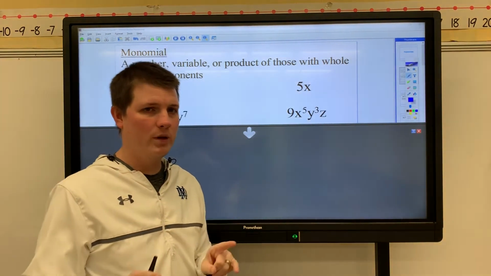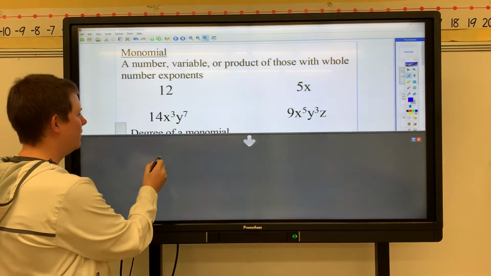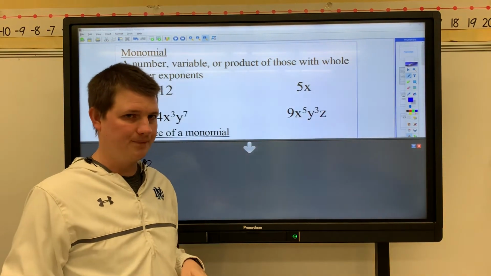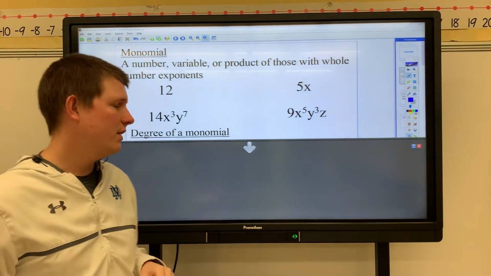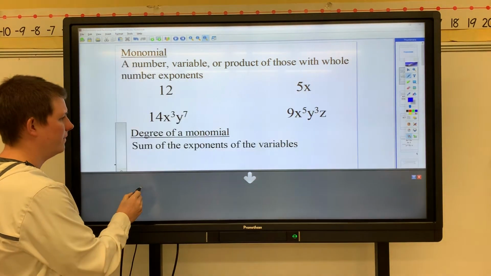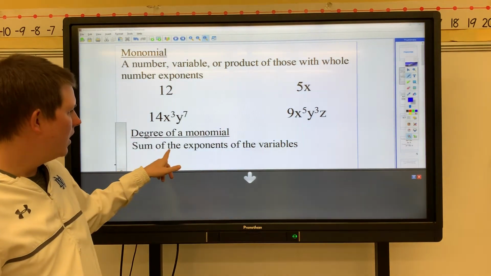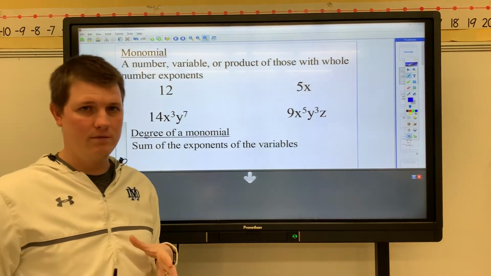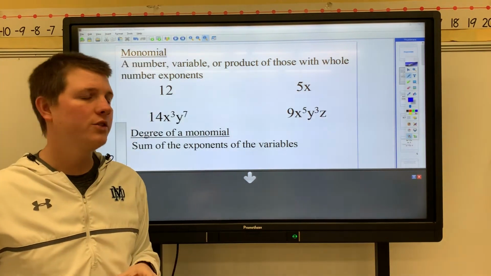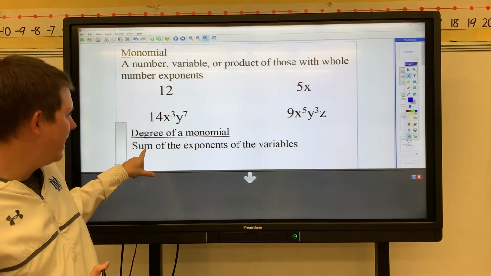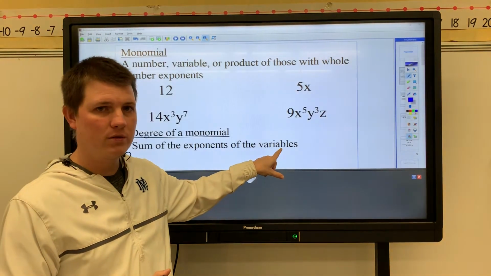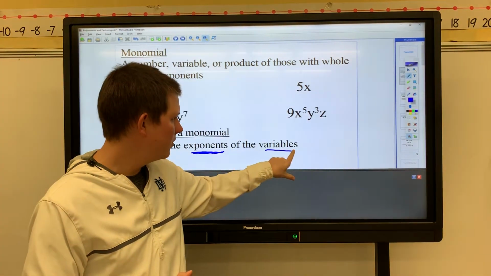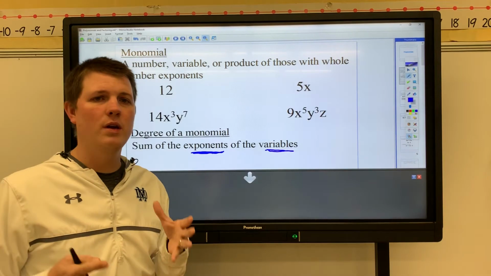The key with monomials is this next part. Every time you have to be able to figure out the degree. What is the degree of the monomial? And this is very, very important. How do we find this out? It's pretty easy. All you're going to do to find the degree is you take the sum of the exponents of the variables. Now, the word sum means add. Sum means addition. So what we're going to do to find the degree is we're going to add the exponents of the variables. So we're going to take all the exponents of the variables, and we're going to add them up. And whatever that total number is, that's the degree.